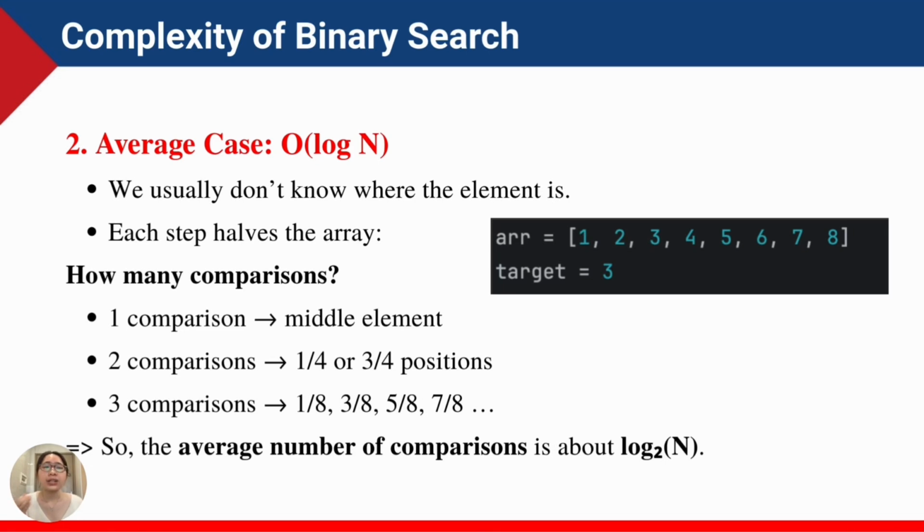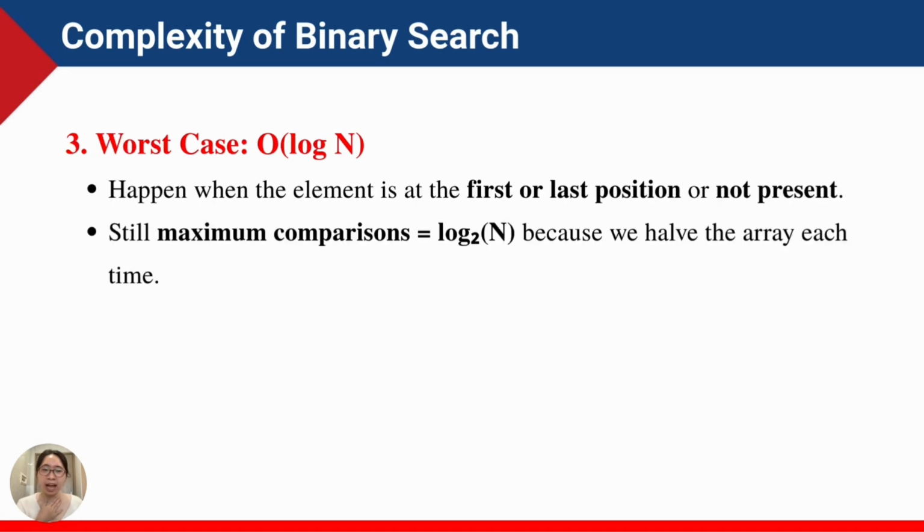So on average, the number of comparisons grows like log₂ n, which means the average case time complexity of binary search is O(log n).